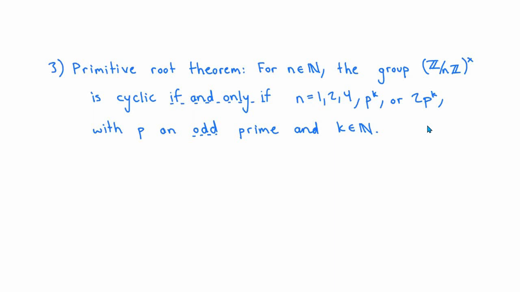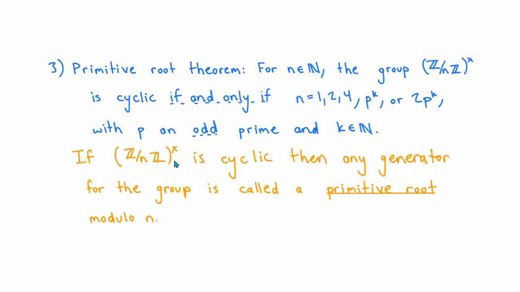Please note here that we're talking about the multiplicative group of integers modulo n and not the additive group of integers modulo n. The additive group of integers modulo n is always a cyclic group, and that's something that we've already mentioned before. But the multiplicative group of primitive residue classes modulo n is a cyclic group if and only if n is of one of these forms. Now, when the multiplicative group is a cyclic group, then any residue class which is a generator for the group is called a primitive root modulo n.